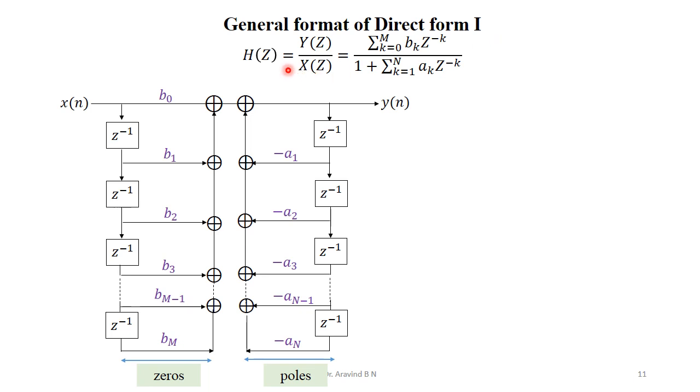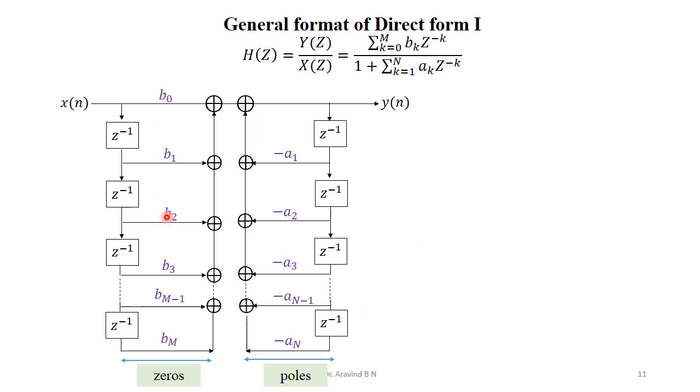So h of z will be equal to y of z by x of z equals summation k is equal to 0 to m bk z to the power of minus k over 1 plus summation k is equal to 1 to n ak z to the power of minus k. So generalized representation of h of z. Now realizing this, we need to expand this summation and then the realization is being done. So realizing this in the direct form 1, this is the representation we are going to have.